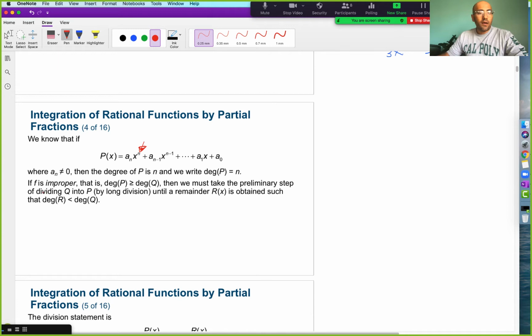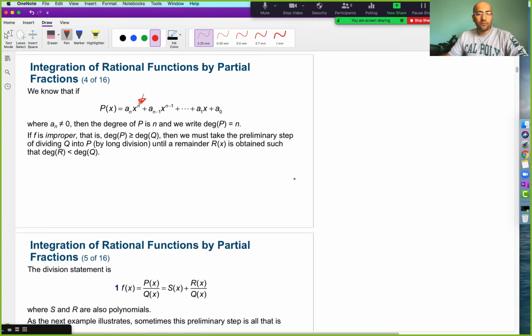Good. So if f is an improper function such that the degree of p is greater than the degree of q, then we must first take the preliminary step of dividing them. Use polynomial long division to divide them, and the remainder r of x is obtained such that the degree of the remainder is less than the degree of the divisor, q. Good. Questions?